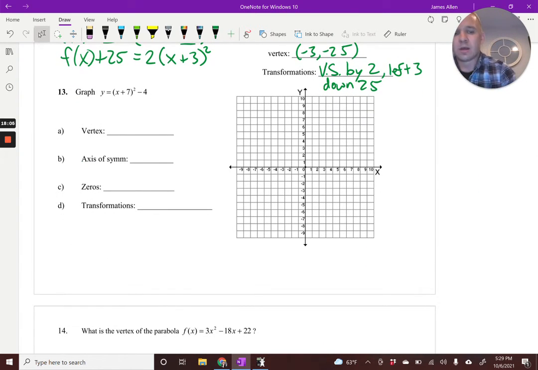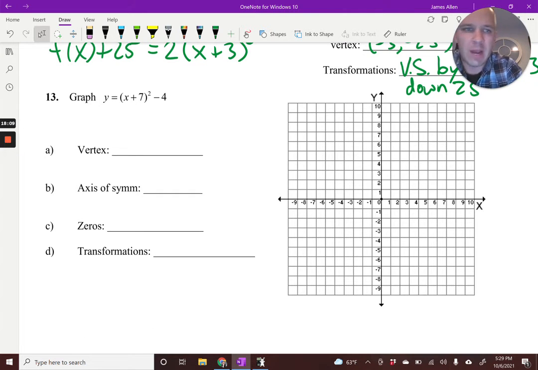All right. I'm going to do a quick check for mistakes. Let me pause. All right. We got a graph now from vertex form. How wonderful. So I get my vertex nice and easy. Negative 7, comma, negative 4. Remember, it is the opposite inside there.